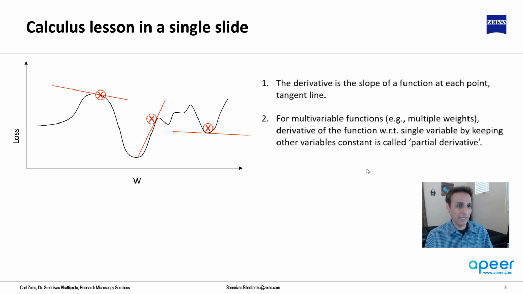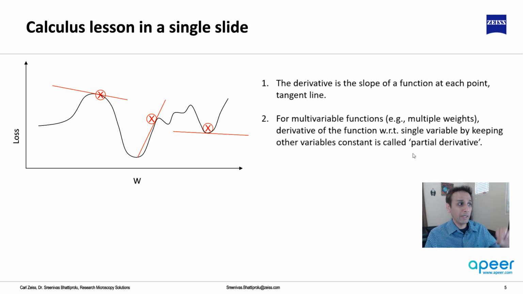Okay, so a derivative is the slope of a function at each point. I'm pretty sure most of you know this. A multivariable function: in this example, we are only looking at loss as a function of a single weight, but we have millions of weights as part of our network, which makes this loss function a multivariable function. It has many variables, right? So here, the derivative of the function with respect to a single variable. For example, you have weights W1, W2, W3, all the way to W1 million. If you look at the change in the loss function as a function of a specific weight, like W1, by keeping all the remaining weights constant, this is what you call a partial derivative.